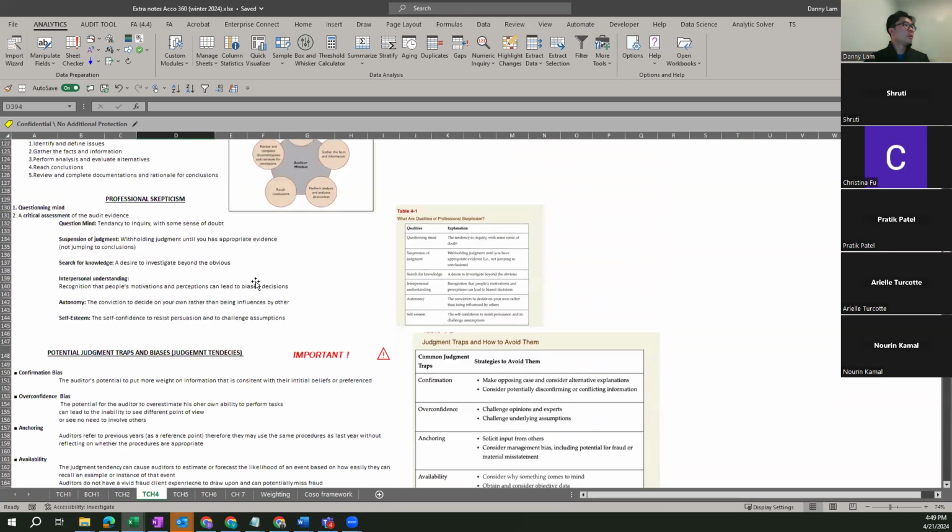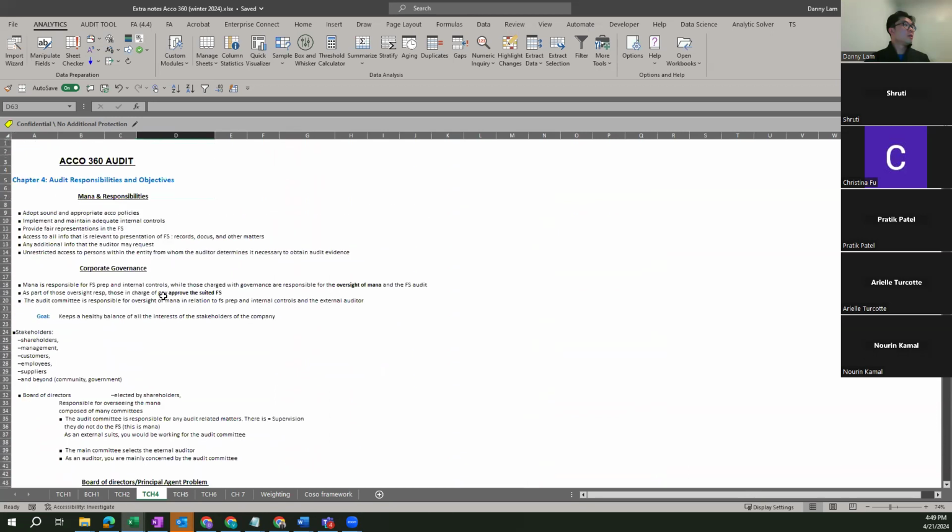So here I put some more. So chapter 4, audit responsibility of objective, right? Management responsibilities. And then there's corporate governance. So in one sentence, guys, tell me what is management responsible for? In one sentence. Like what's their main role in audit? Like in one sentence, what's the big picture here? Or is this question too deep for you?